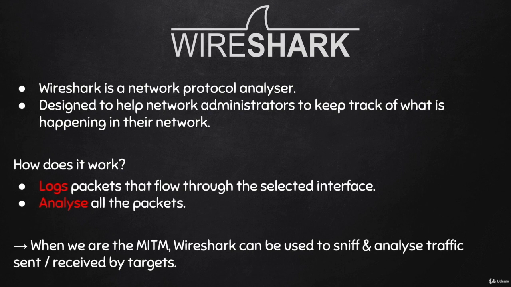The way that Wireshark works is it allows you to select an interface and then logs all the packets, or all the traffic, that flows through that interface. So you're selecting an interface. It could be a wireless card, it could be a wired card on your current computer, and then it'll start logging all the information that flows through that interface.